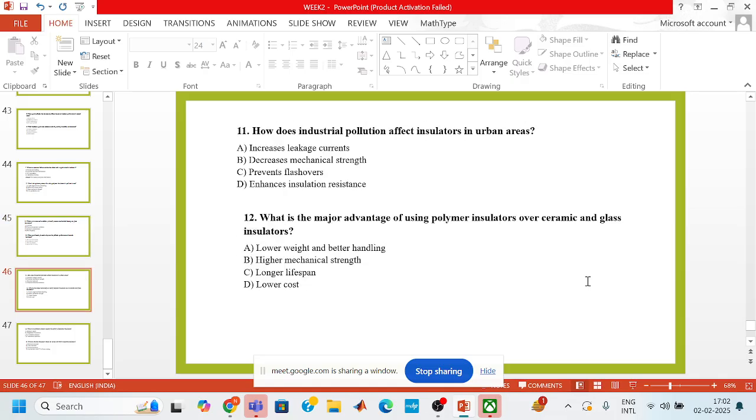This is question number 10. Now, question number 11 is, how does industrial pollution affect insulators in urban areas? First is increases leakage currents. Second is decreases mechanical strength. Third is prevents flashovers. Fourth is enhances insulation resistance. Increases leakage currents. Okay, anyone else?